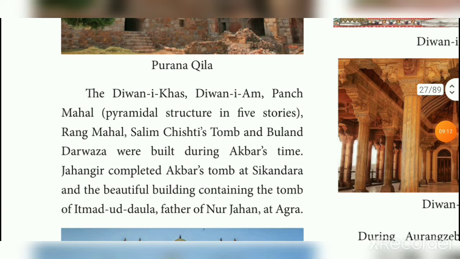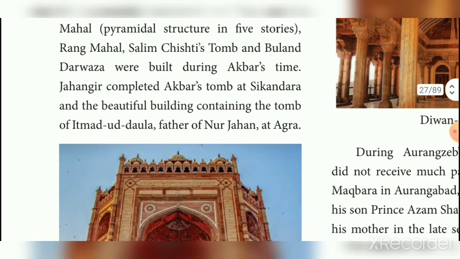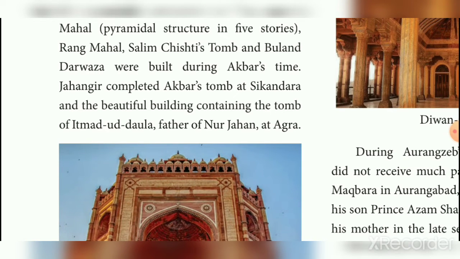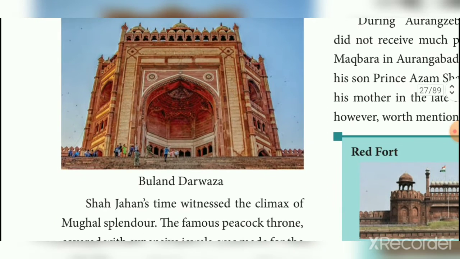The Diwani Khas, Diwani Am, Panch Mahal, a pyramidal structure in five stories, a Rang Mahal, the color palace, Salim Chisti's tomb, and Buland Darwaza, a great door, were built during the period of Akbar. Jahangir completed Akbar's tomb at Sikandara and the beautiful building containing the tomb of Itmad-ud-Daula, the father of Nur Jahan, at Agra. You see this? This is Buland Darwaza.